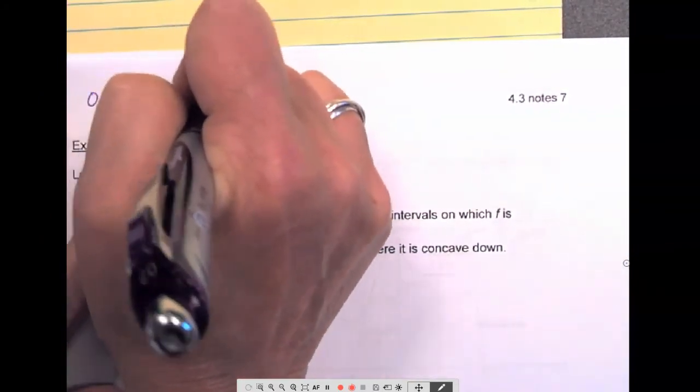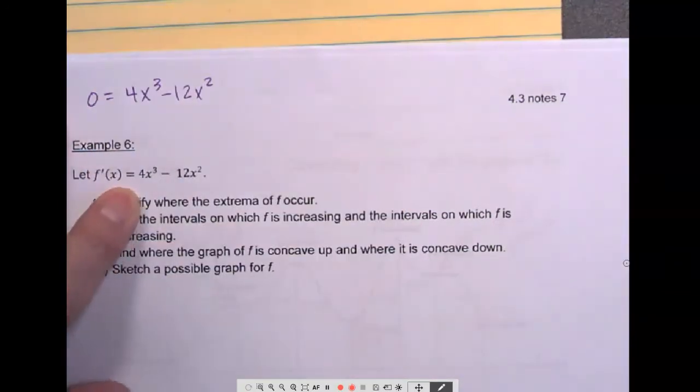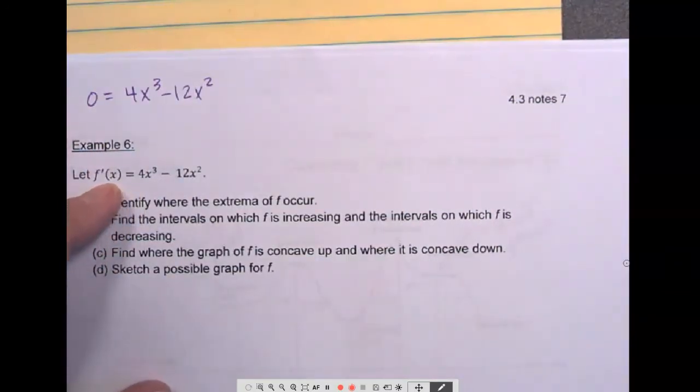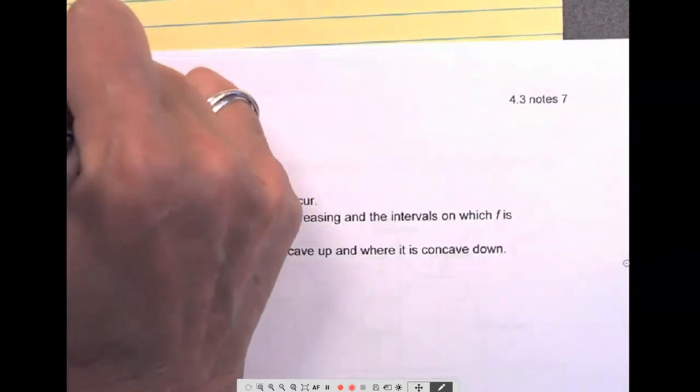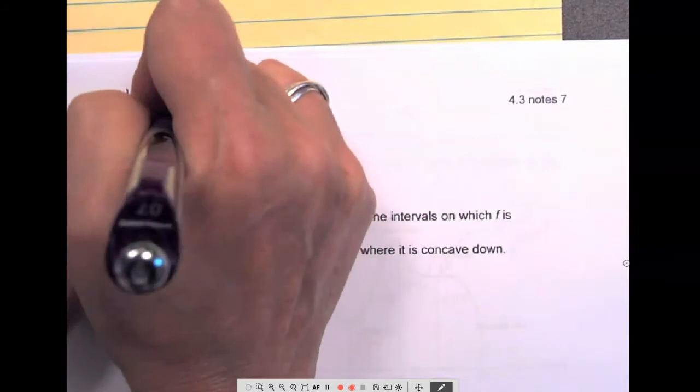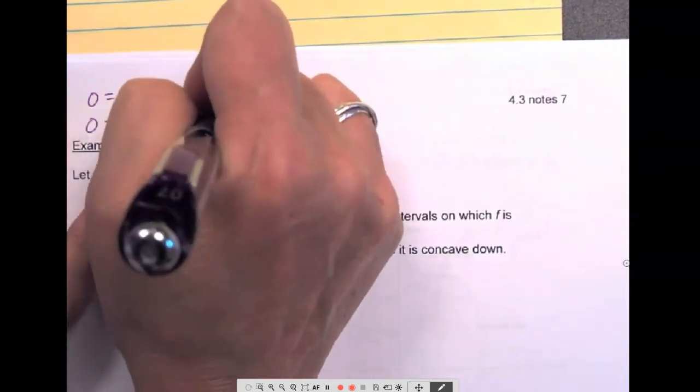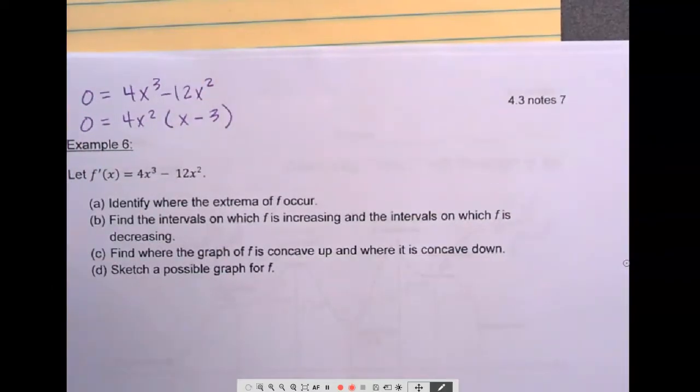Okay, what were you about to suggest? Oh, I was just trying to factor out already. Where you could factor out 4x squared. Absolutely. That's exactly what I would do next. Times x minus 3. Look how easy that is.